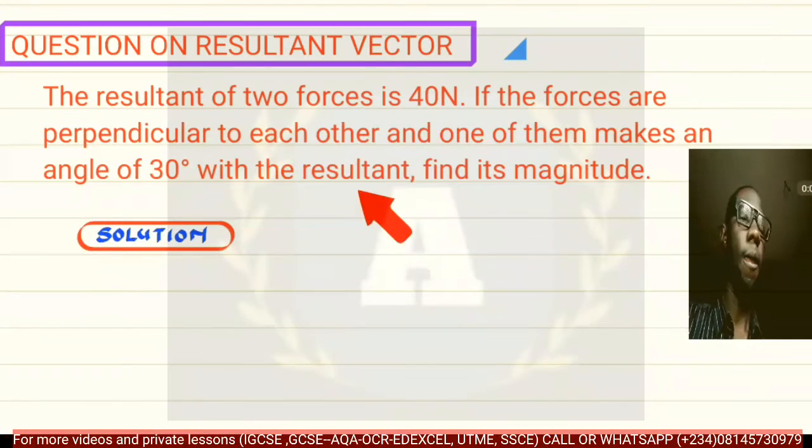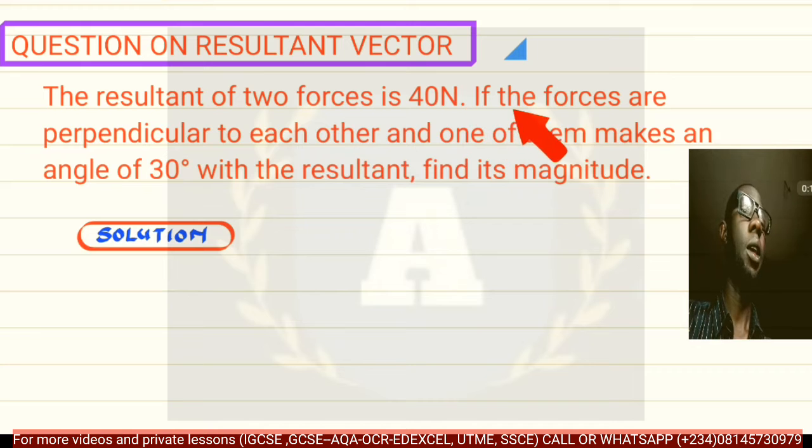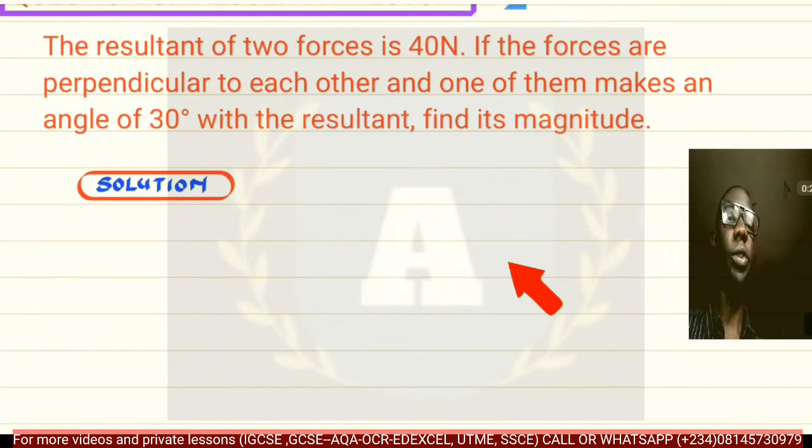So now this particular question shows a question on resultant vector. Here we have the resultant of two forces is 40 Newton. If the forces are perpendicular to each other and one of them makes an angle of 30 degrees with the resultant, find its magnitude. Okay, now we are given the resultant of the two forces, and the resultant has been given to be 40 Newton.